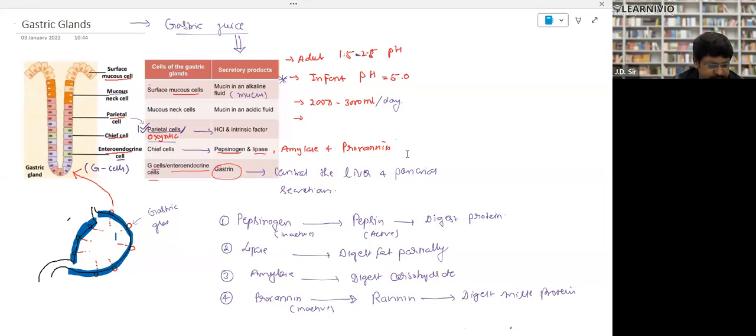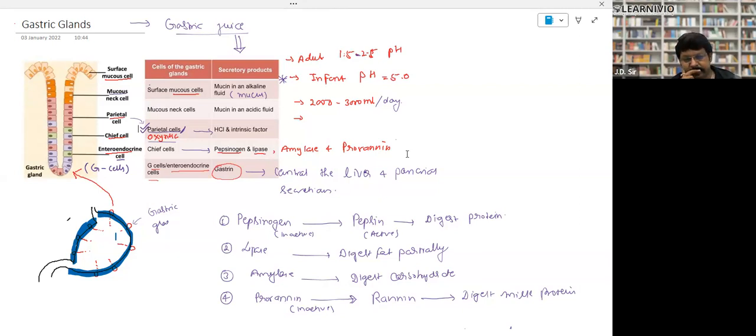There are numerous tubular glands found in the wall of stomach called gastric gland. Full stop.